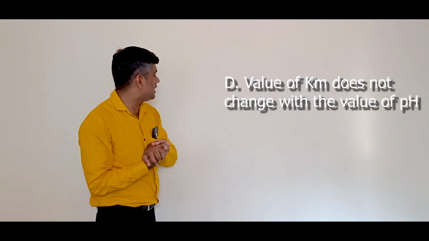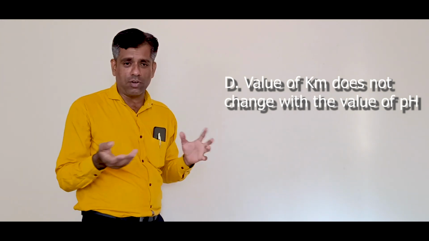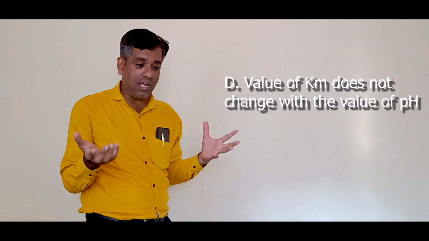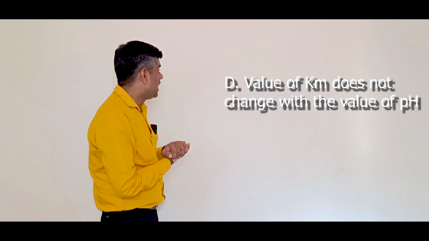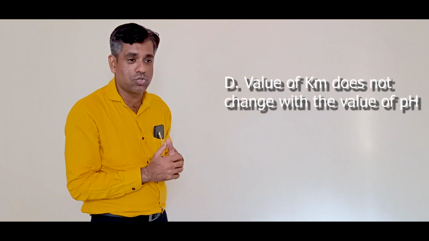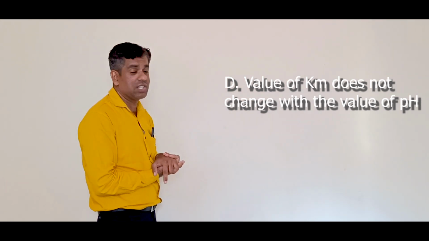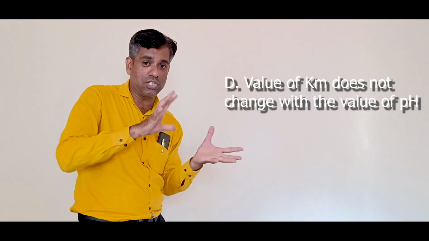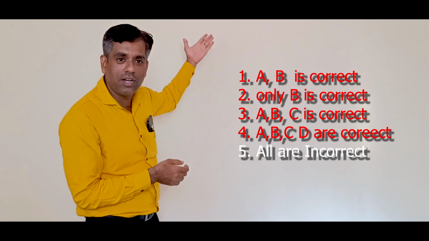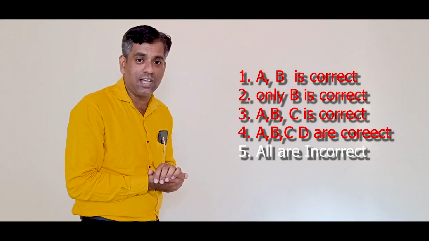The last one says that it does not change with the change in pH. Why not? Though the love is unconditional, we know that with changes in pH, the structure of the enzyme would change, and therefore its affinity towards the substrate will also change. That will result in a change in the value of Km, because the structure will be distorted and obviously the function will also be distorted. So all four options were wrong.